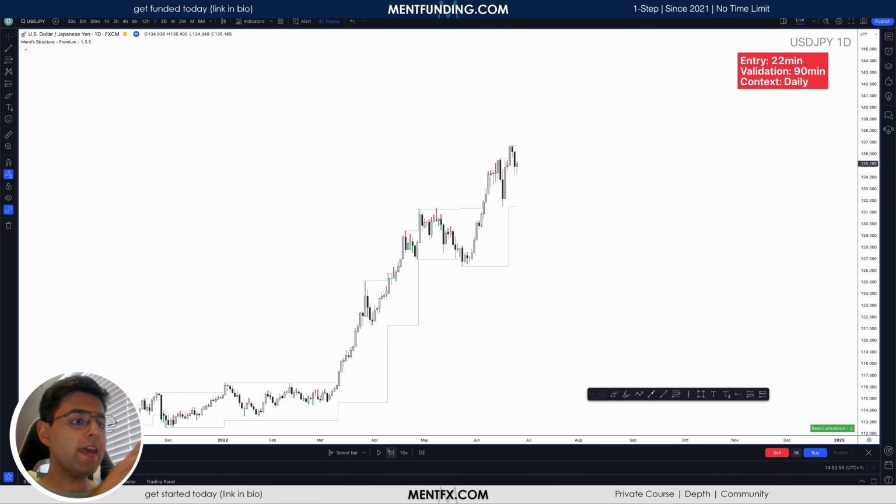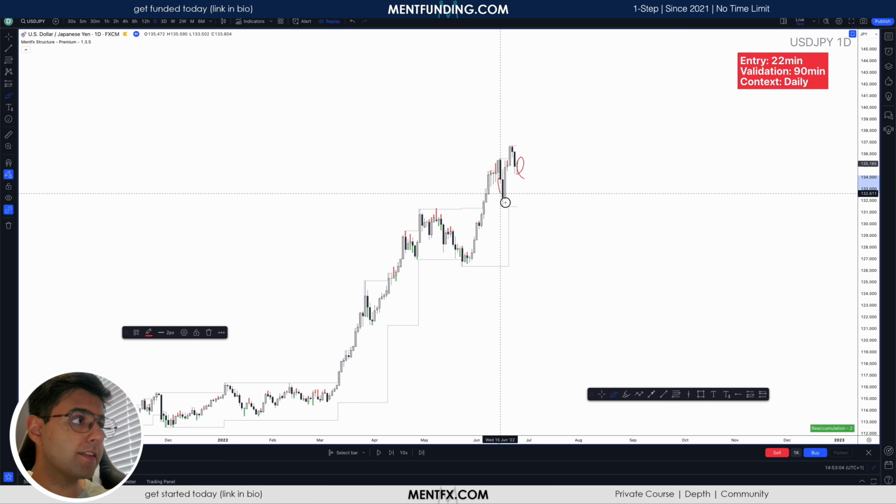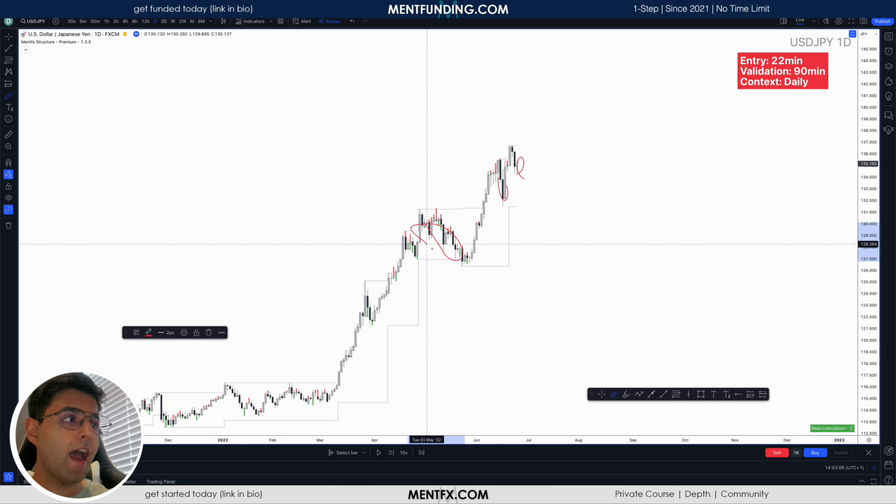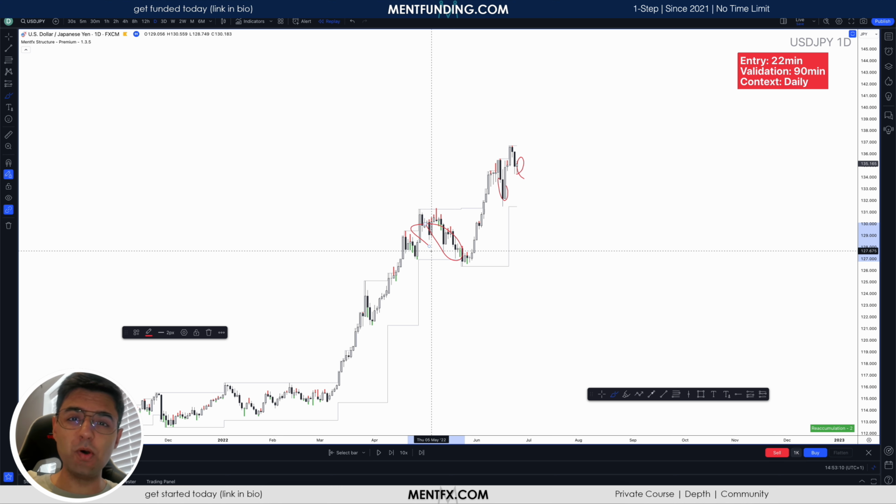So right now I wouldn't be looking at anything, because price is going a bit sideways. If I was to try and trade bullish on a 22-minute on these days, how far do you think I would have got? Probably not that far whatsoever.